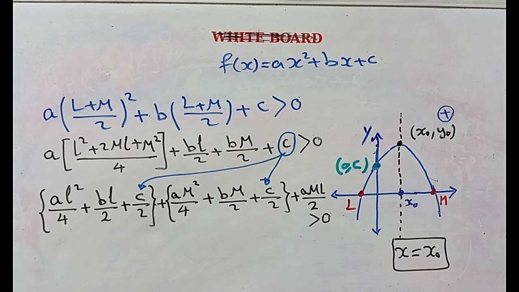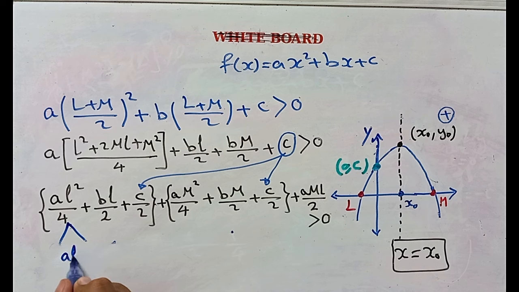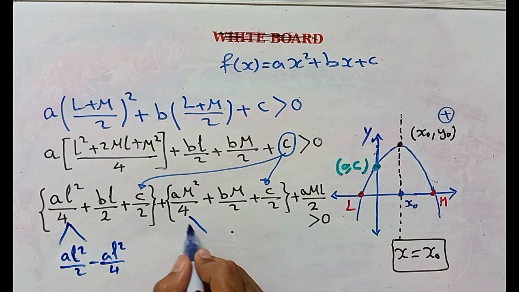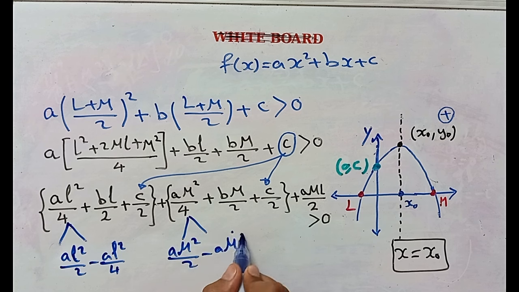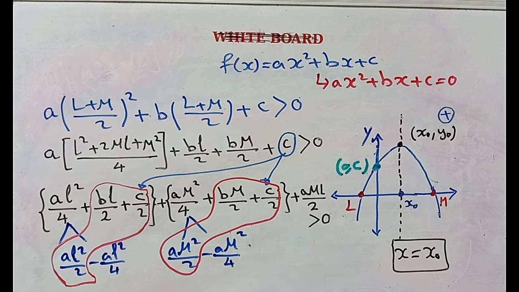Now we have another trick. All of you know that a quarter equals half minus a quarter. So this term can be written as AL power 2 over 2 minus AL power 2 over 4. And also this term can be written as AM power 2 over 2 minus AM power 2 over 4. And we have the sum of these terms equals 0.